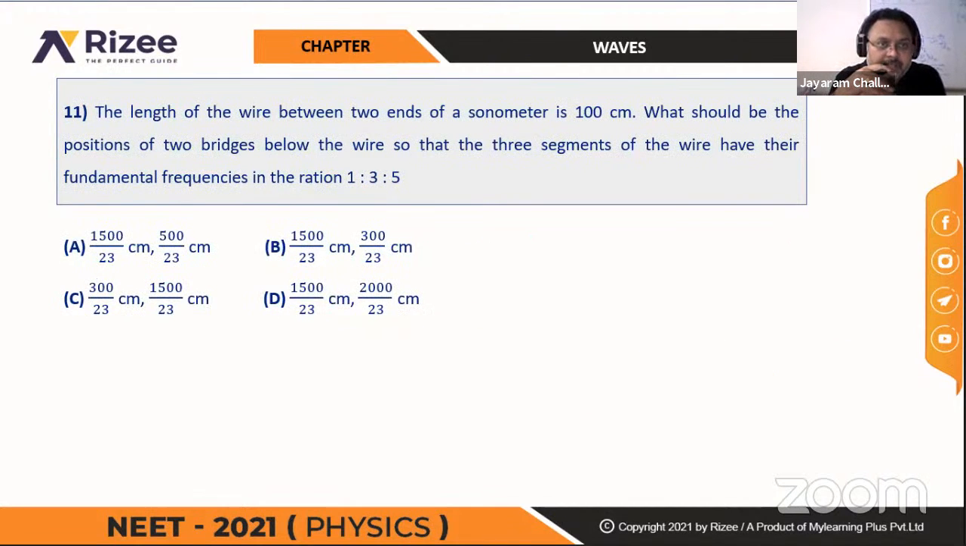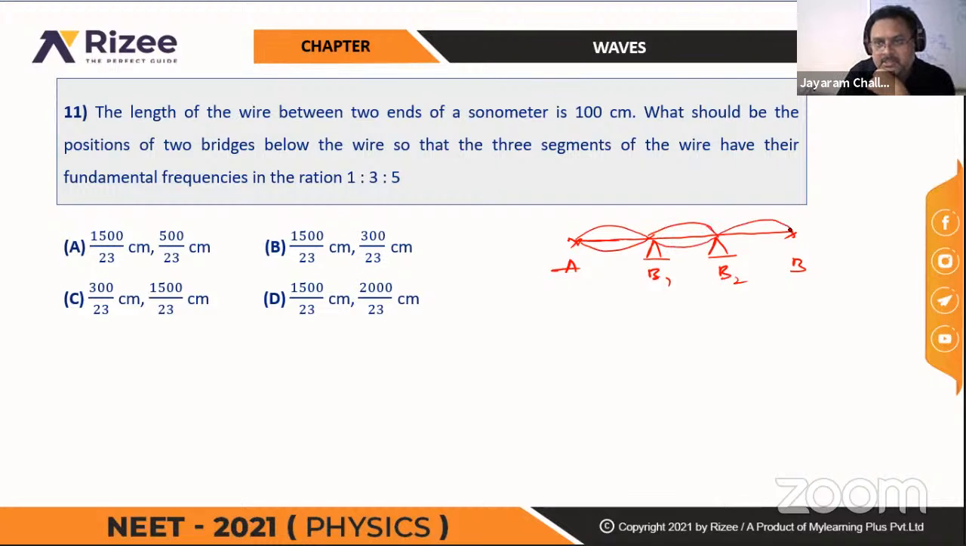Next one, the length of the wire between the two ends of a sonometer is 100 centimeters. What should be the position of the two bridges below the wire so that the three segments of the wire, that means let this be your 100 centimeters wire fixed between the points A and B. Two bridges are being placed, let it be the bridge B1 and another bridge B2. So how many loops will be forming? 3 loop formations.